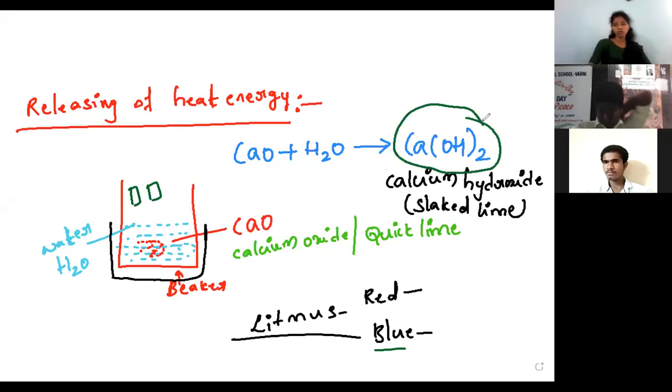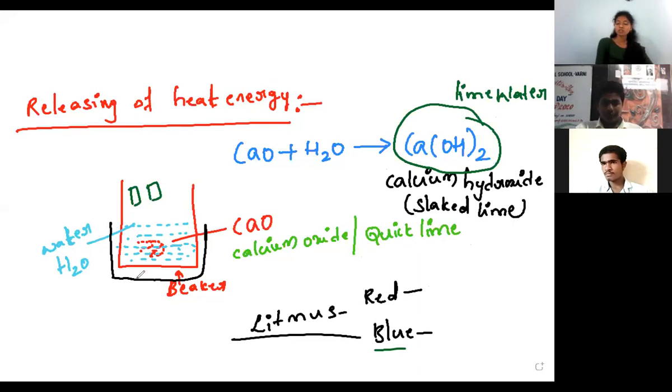We can also call this lime water or slaked lime, calcium hydroxide. Lime water is different, lemon water is different. Lemon water is acidic. Lime water is basic. Don't confuse them. We have one separate chapter in this class, acids, bases and salts. In that, we'll completely discuss red color litmus paper and blue color litmus paper.